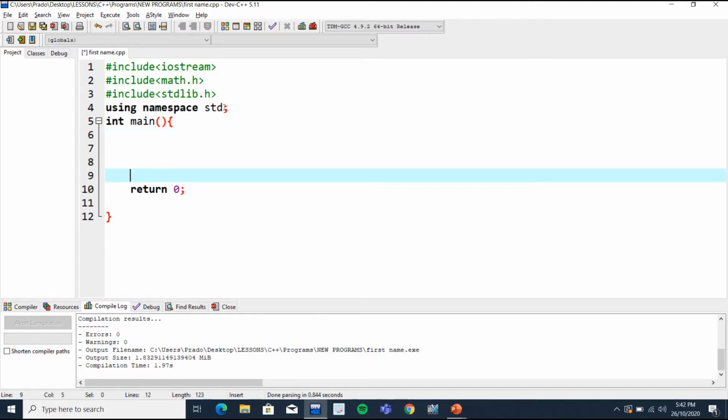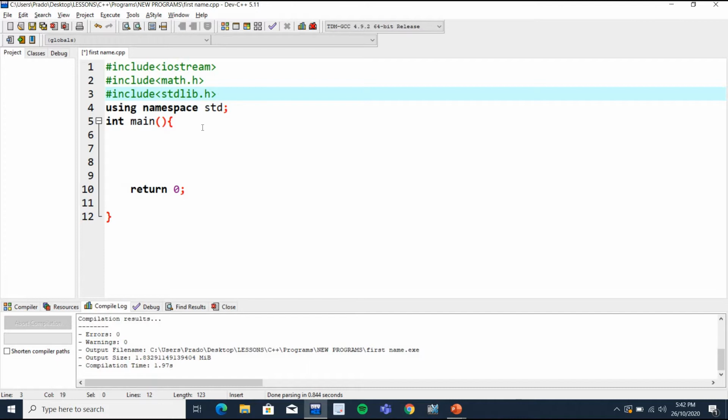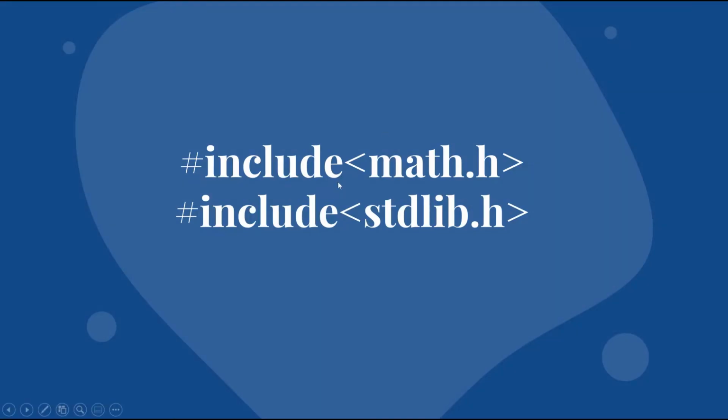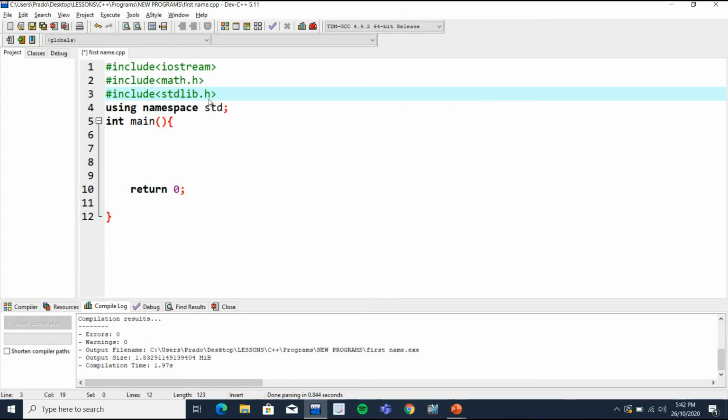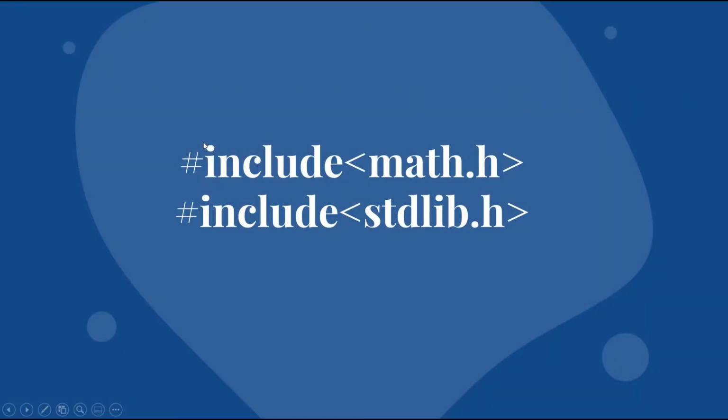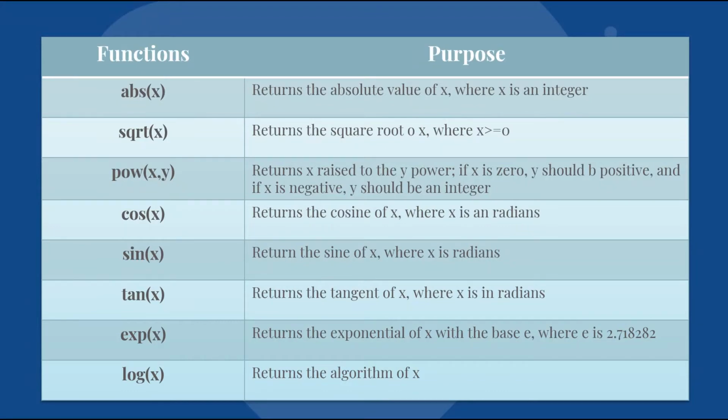So, ganito po yung magiging itsura niya kapag ilagay na po natin itong dalawang bagong headers na pag-aaralan natin. So, ayan na po. So, ano ba yung mga gamit nito? Or para saan ba itong include math.h at saka include stdlib.h? So, ito po yung pinakagamit po niya. The functions ito po yung sakop ng dalawang headers na tinuro ko kanina. Yung absolute value, square root, power, the cosine, the sine, the tangent, exponential, and the logarithm. So, paano ba, or the logs. So, paano ba ginagamit tong mga to?